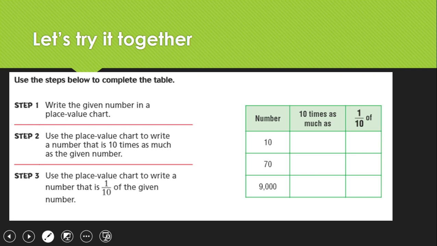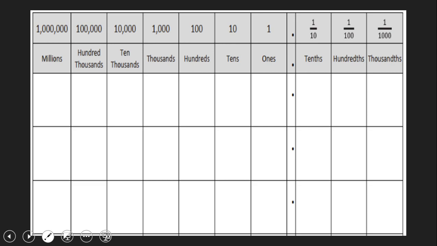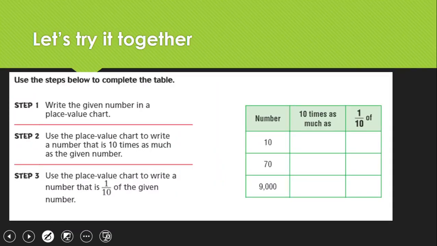All right, so let's go ahead and try this one together. We have the number 10. What is 10 times as much as 10? So basically, if we go back here, let's say we have the number 10, 1, 0. What is 10 times as large? You could add a 0, or multiply 10 times 10, and that's 10 times as large. I also like to use this value chart, and whenever it's asking you to multiply, you want to shift to the left. So our answer would be 100.